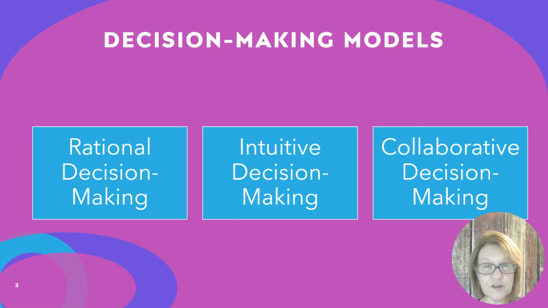So of those 35,000 decisions that we make a day, we typically use one of three models or a combination thereof. Those decision-making models include rational decision-making, intuitive decision-making, and collaborative decision-making. And this part one of this series is dedicated to learning those three decision-making models.